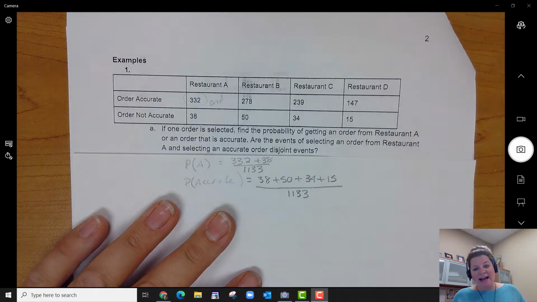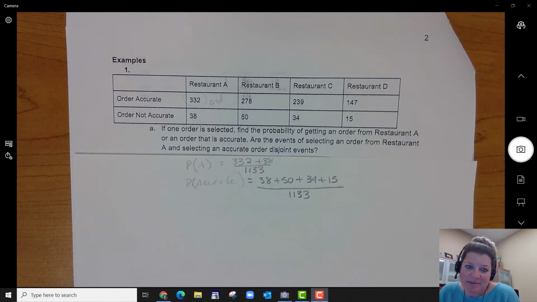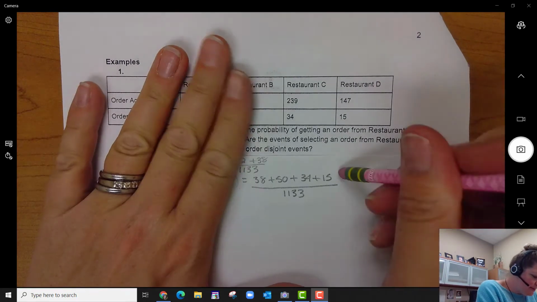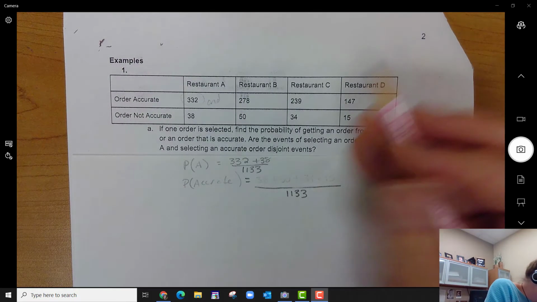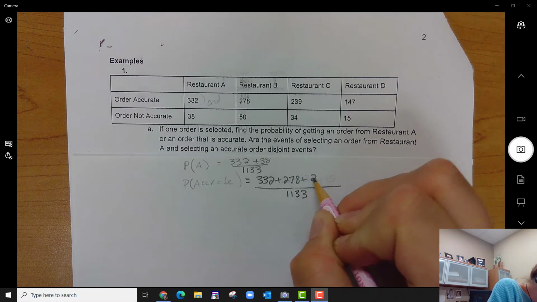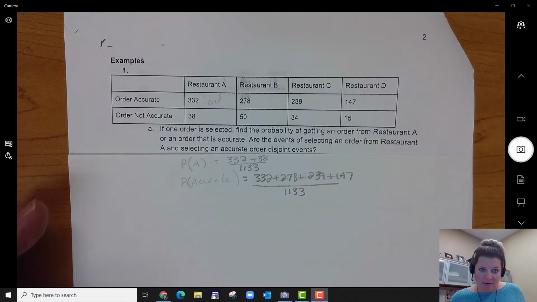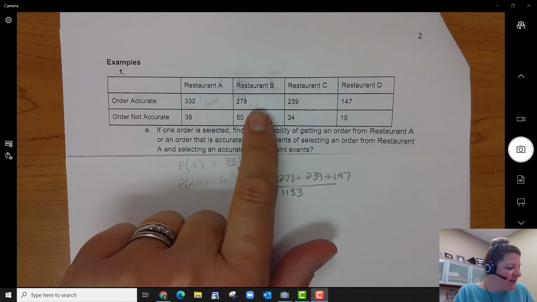What I want you to recognize: 38, 50, what number are we double counting? Oops. Did I do not accurate? Oh, I did. I added the not accurate. You probably already caught it. You're probably confused, what is she doing? All right. What do we have? 332 plus 278 plus 239 plus 147. We wanted it to be accurate, not. So accurate is 332, 278, and so on.